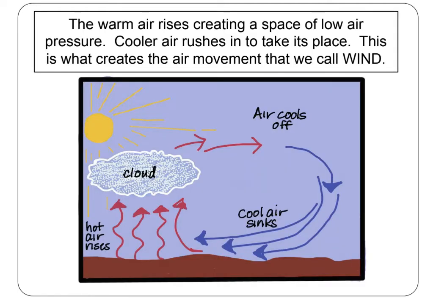But what makes wind? Believe it or not, it's the sun. Solar energy from the sun heats the surface of the earth more at the equator than it does on other areas of the earth. The warm air rises, creating a space of low air pressure, and cooler air rushes in to take its place. This is what creates the air movement that we call wind.